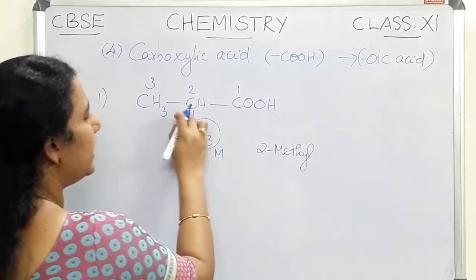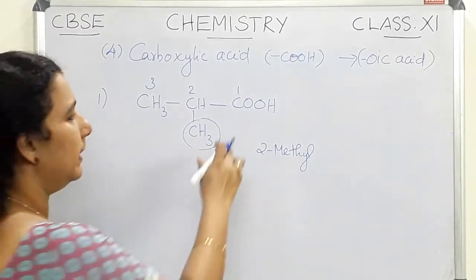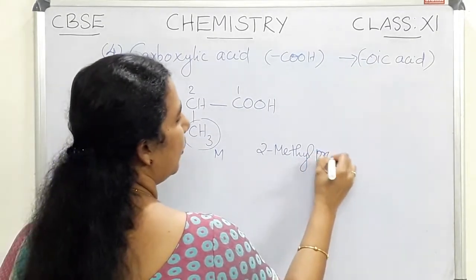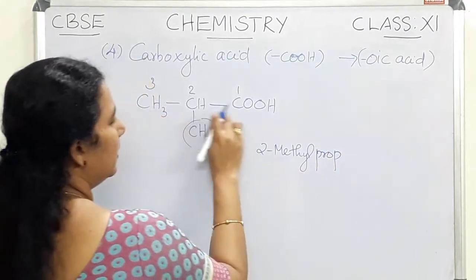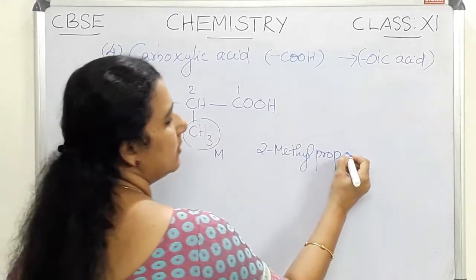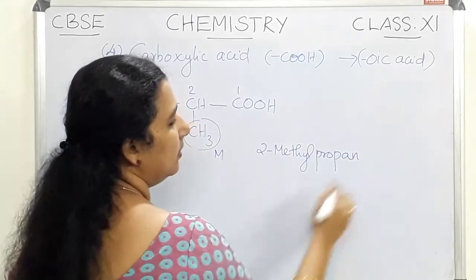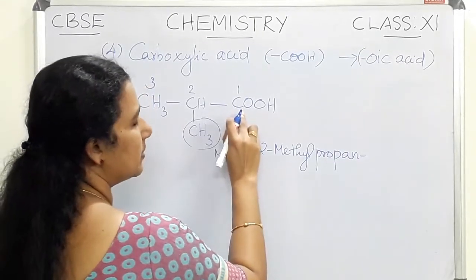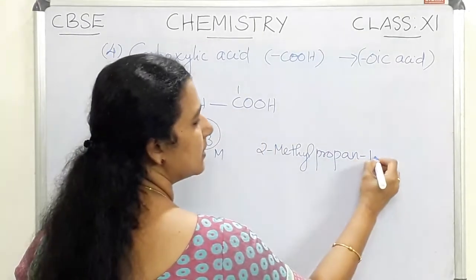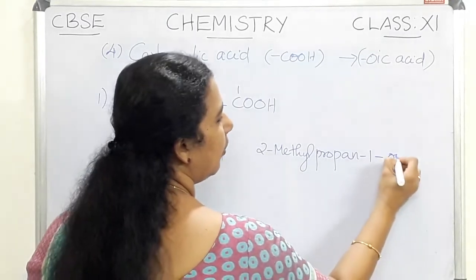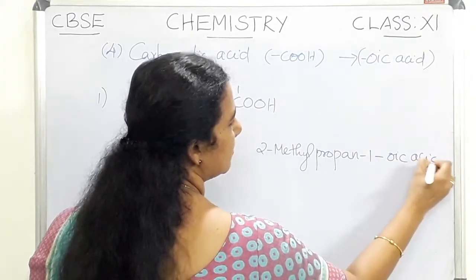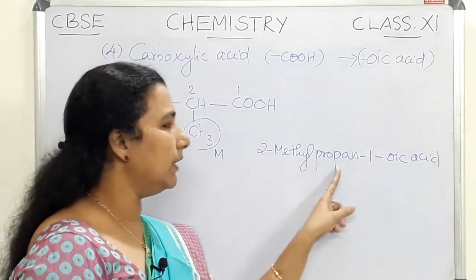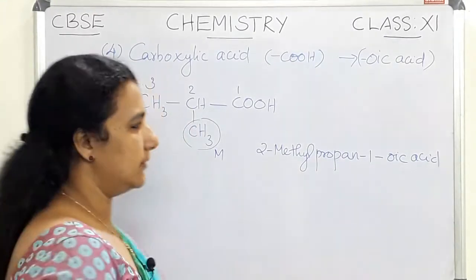Then there are 3 carbon atoms in the parent chain. Parent chain contains 3 carbon atoms. So it is prop, and single bond between carbons, so it is propan. Then -oic acid, that is in the first position, or the functional group is in the first position. So we can write 1-oic acid. So the IUPAC name is 2-methylpropan-1-oic acid.